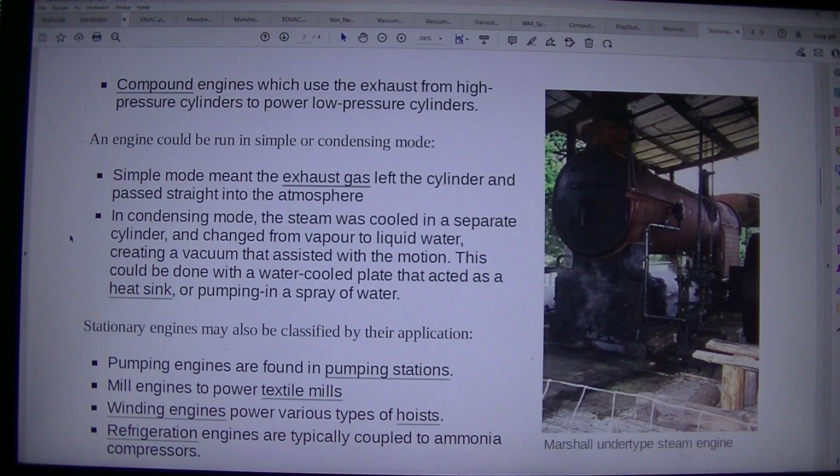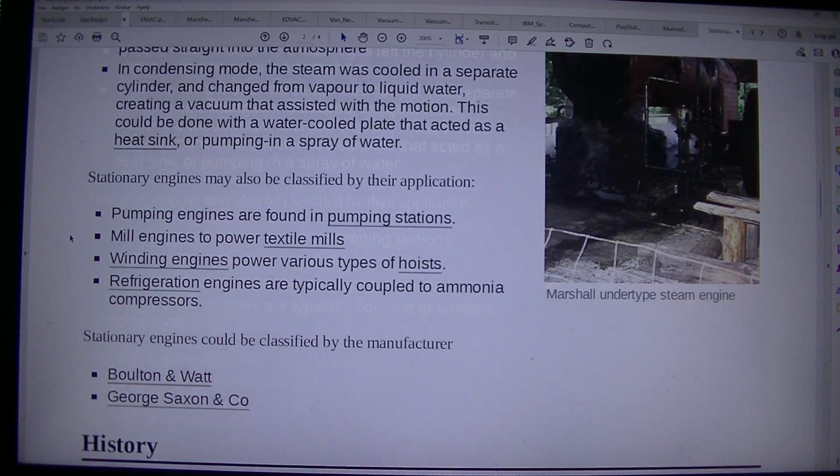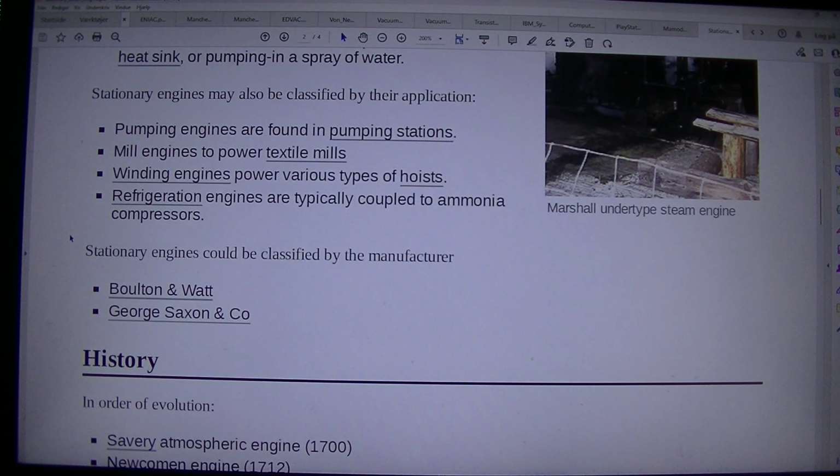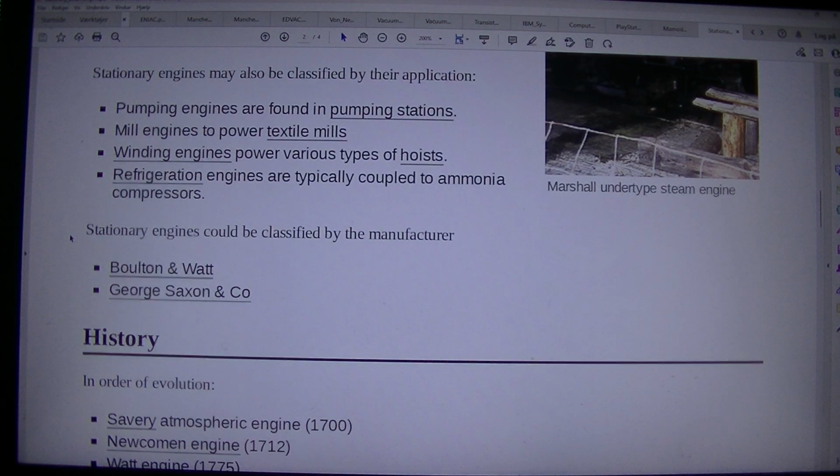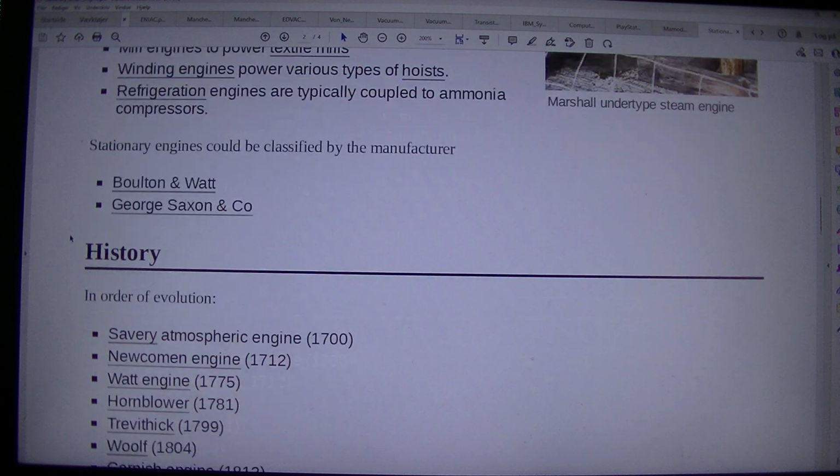Pumping engines are found in pumping stations. Mill engines power textile mills. Winding engines power various types of hoists. Refrigeration engines are typically coupled to ammonia compressors. Stationary engines could be classified by the manufacturer: Boulton and Watt, George Saxon and Co.